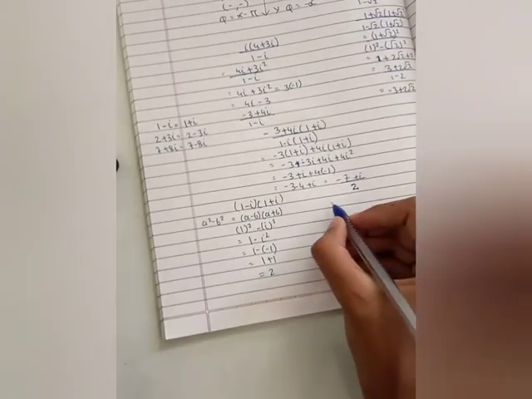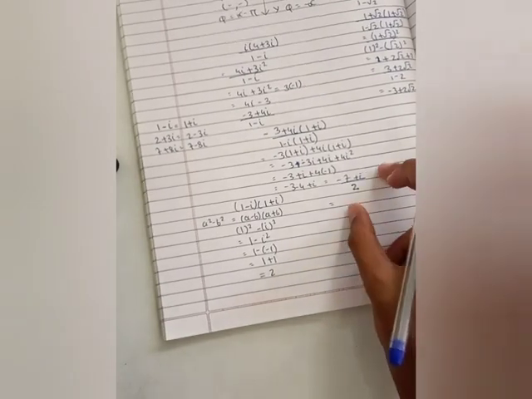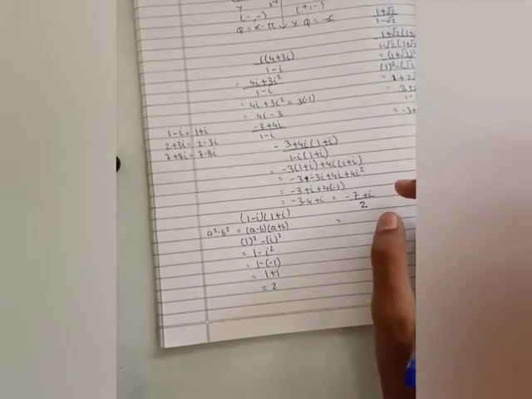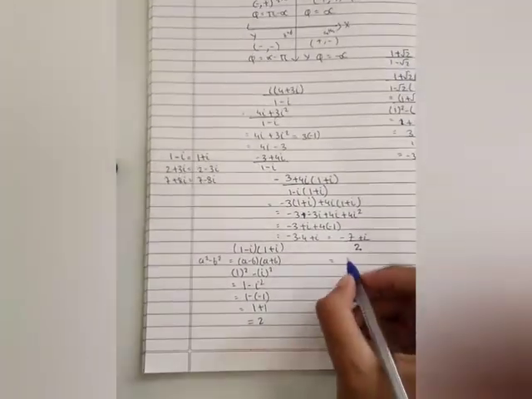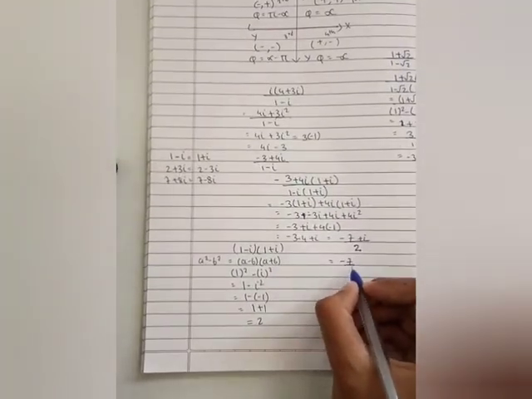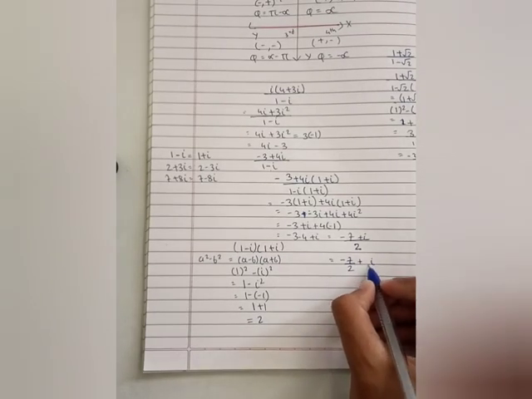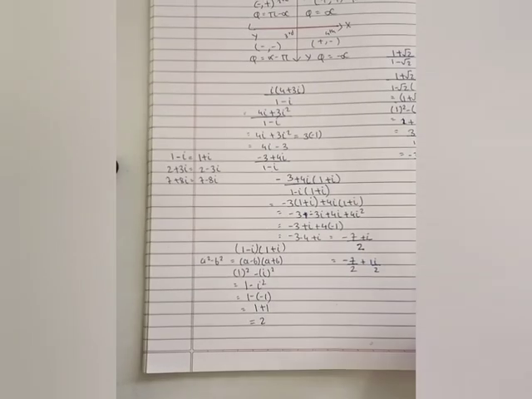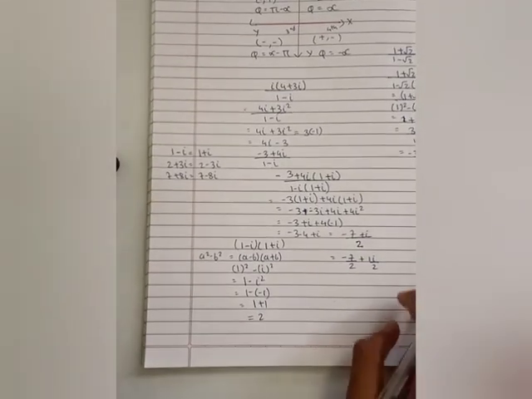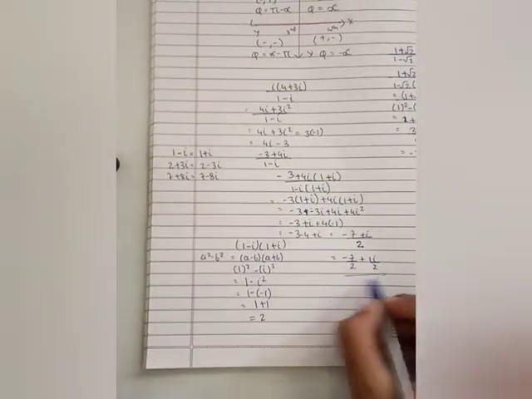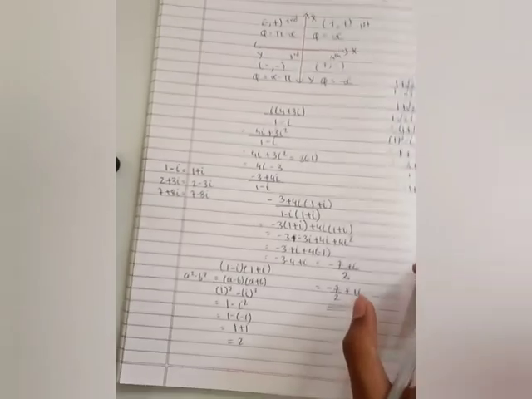Now we have to convert this into our basic form a plus b iota. So our a will be negative 7 upon 2 plus iota upon 2, or 1 iota upon 2. So this is our solution for this.